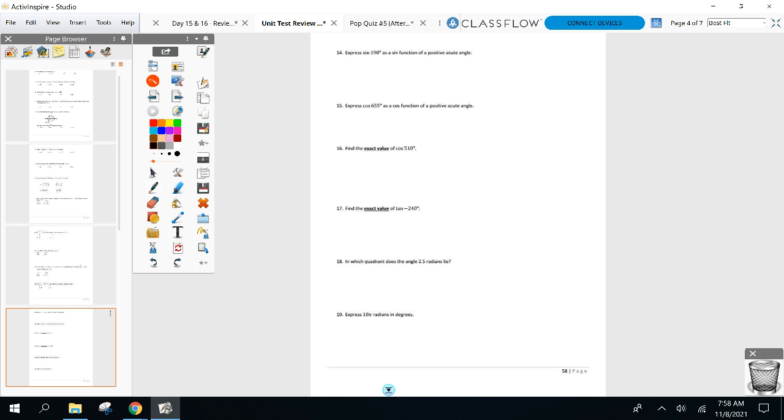Nope. Sorry, I redid all these. Let's go to 15. 15. That's the one I wanted. So I got cosine 655, and I want you to express it as a positive acute angle. All right, so it's still going to stay cosine. Is it positive or negative? 655. There's a couple ways you can do it. A couple ways you can see if this is going to be positive or negative. Find out what quadrant it's in and see if cosine's positive or negative there.